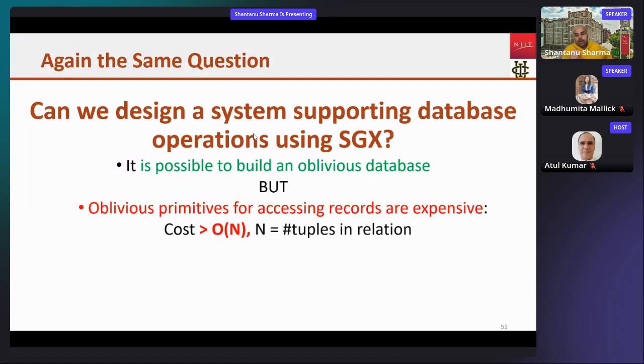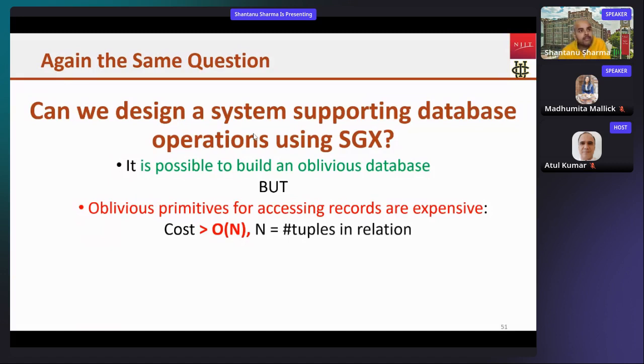To overcome this, we can use oblivious sorting. Oblivious sorting will result in either the first row or the last row containing the maximum value. But here is the problem: if I use an oblivious sorting algorithm, the cost is more than order of n. So if my data set size is very large, how can we develop an efficient oblivious operator? This is the question that we need to solve.